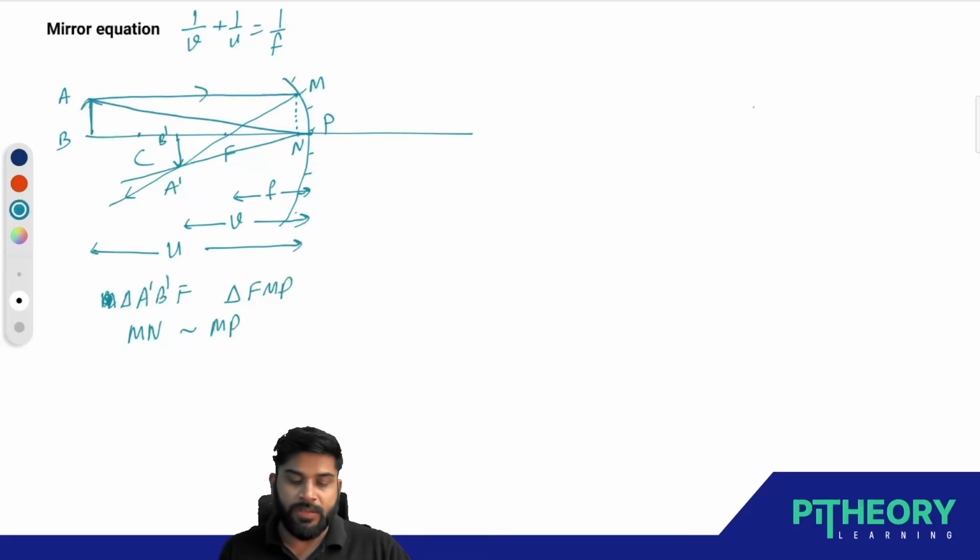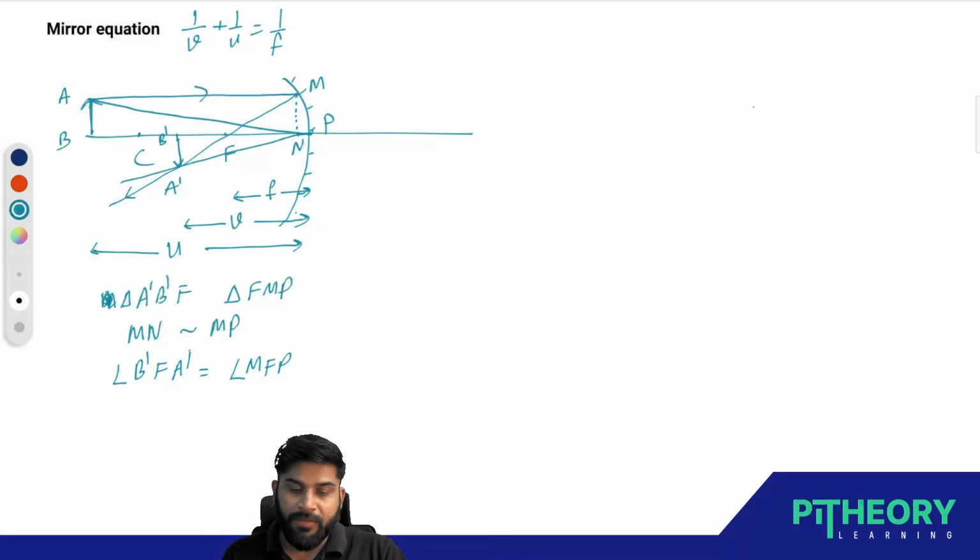So now how do you solve this? See, these two triangles, are they similar? You can actually show that they are similar. How do you tell that? See, the angle B dash FA dash, correct? B dash FA dash and angle MFP, they are actually the same. These two angles will be the same. Why? Because they are opposite angles.